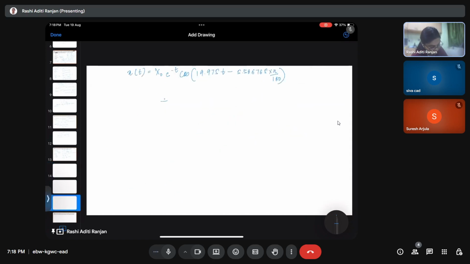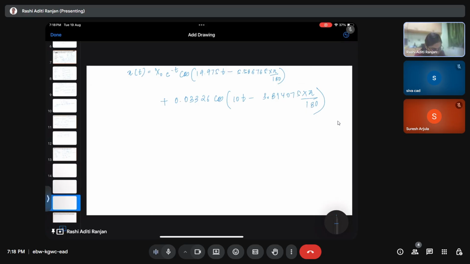We have plus x, which is 0.03326 cos of omega 10t minus phi, which is 3.814075 into pi by 180. So this is going to be the final solution.